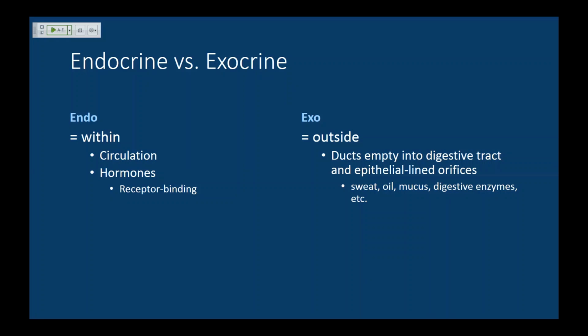A word on the external environment: if you think about the human body, the gastrointestinal system, which we're going to talk about later today, is basically a hollow tube that's open on both ends running through the body. So really that's exposed to the external environment rather than the internal environment. That's going to be the site of excretion of a lot of these exocrine compounds. They have ducts, which endocrine glands don't have, and these ducts empty into the digestive tract, epithelial-lined orifices, and just generally the external environment. They include sweat, oil, mucus, enzymes, etc.